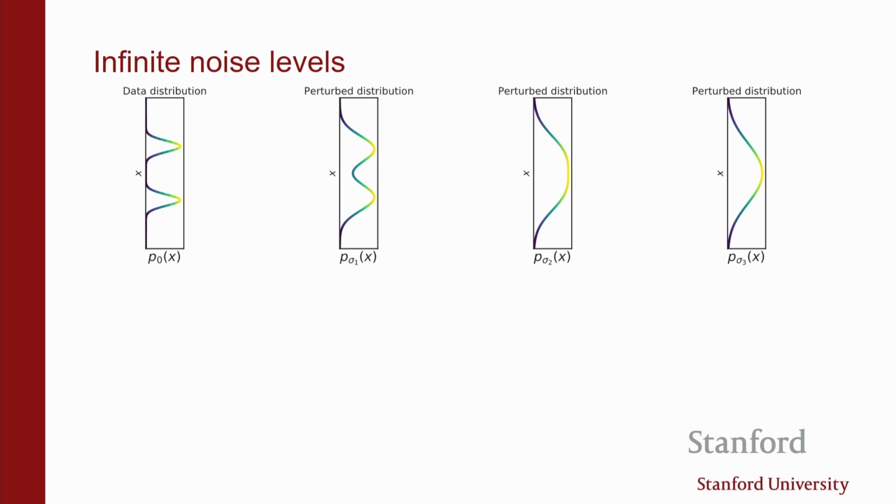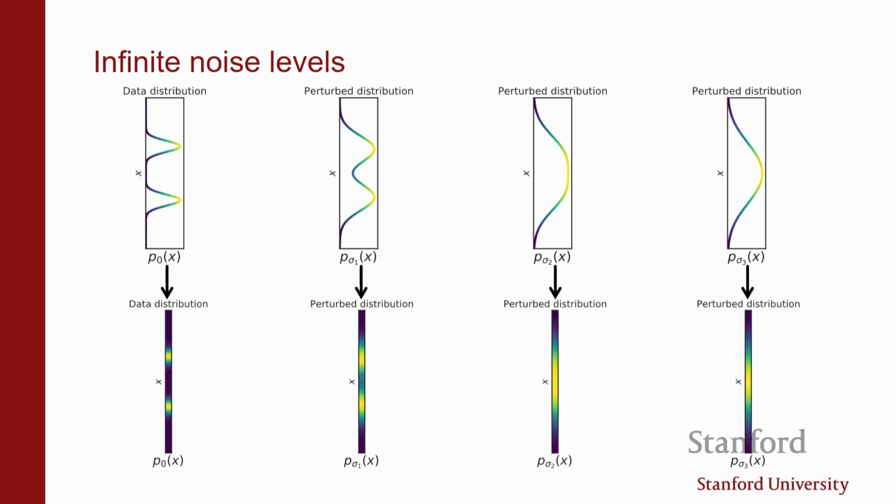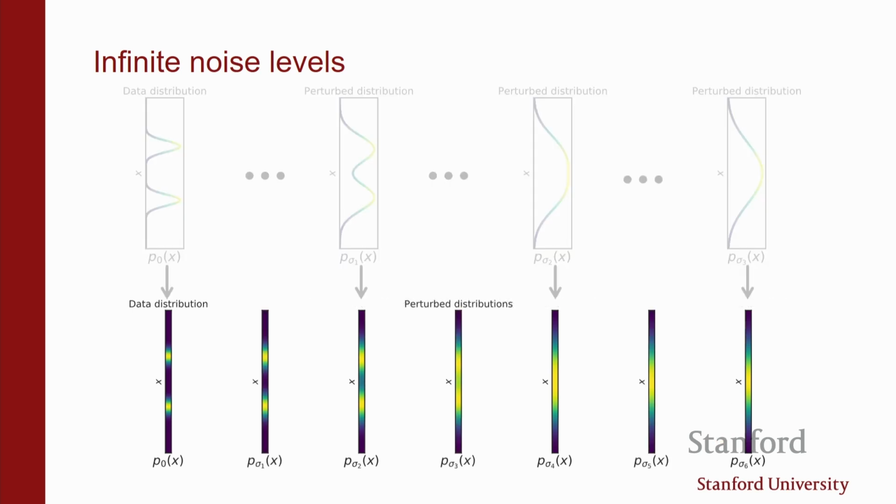Here I have 3 different noise levels, and you can always plot these densities. Most of the probability mass is here and here because it's a mixture of two Gaussians. Then you can see that the probability mass spreads out as you add more and more Gaussian noise to the data. Now you might wonder, what happens if we were to consider multiple noise levels in between? What happens if we add a noise level that is in between 0 and sigma 1? Then you're going to get a density that is in between these two.